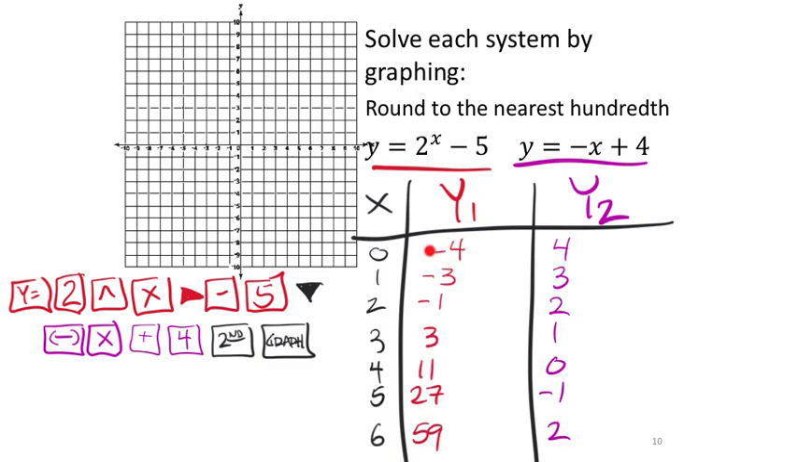All right, there's my ordered pairs. We got 0, negative 4. We got 0, 4, 1, negative 3, 1, 3. Now you should look at these values and be able to find a value that matches in your y's. That would indicate some kind of intersection.